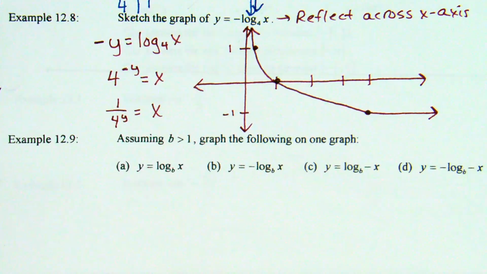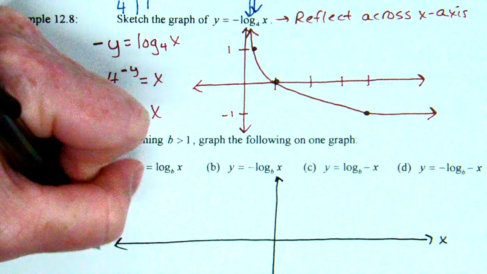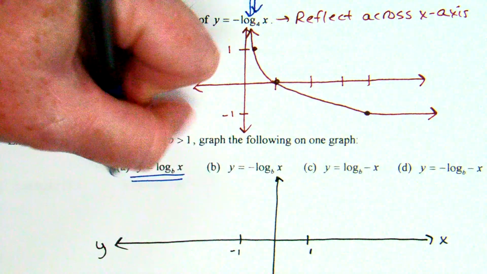Assuming b is greater than 1. So that's just saying assuming we have a positive base, because if the base is not positive, it can totally change what the graph looks like. But assuming we have a positive base, graph the following on one graph. So I'm going to color code, but we're going to put all 4 of these on one graph. Let's do example A, and you can just label these if you want. Example A, I'm going to do in blue. What does the basic y equals log base b of x look like?